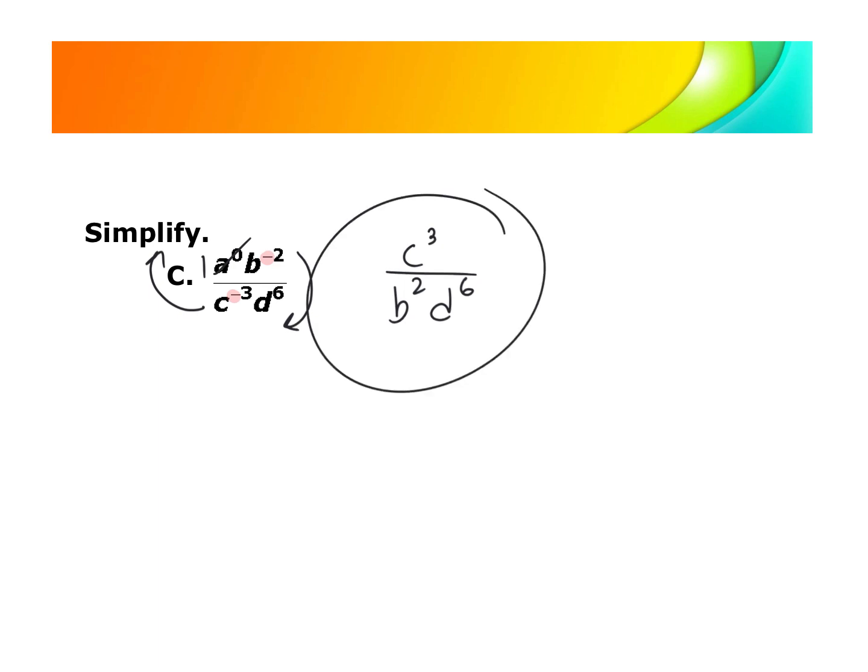Now, I know we technically have that times 1 from that a to the 0 power, but since it's times 1, everything that's multiplied by 1 is just itself. I'm not going to write it, or I erased it here, to get the final answer of c to the 3rd power over b to the 2nd power times d to the 6th power. So just like we move negative exponents, the ones that are already opposite, you just leave in that place. You don't have to move them around.